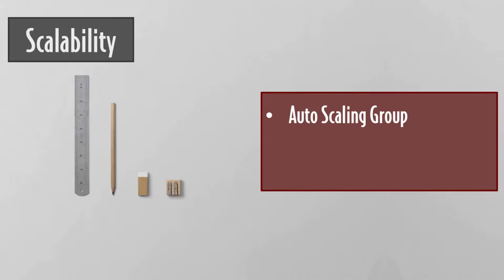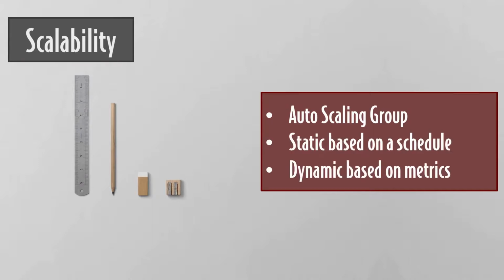Using an autoscaling group allows you to scale the number of virtual machines for your Twitter-like web application based on a schedule or based on the current load within your system.